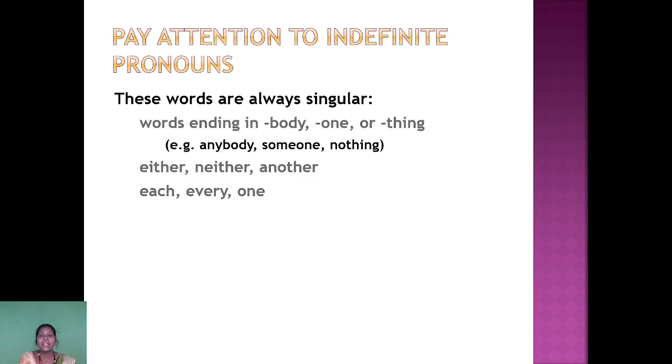Then pay attention to indefinite pronouns. These words are always singular: words ending in body, one, or thing. For example, anybody, someone, nothing, either, neither, another, each, and every one. They are also considered singular. Each question you have to answer. Either choice, neither choice, another you have to use. These words are also considered a singular form of a verb. That's why we use the indefinite pronouns in the sentences.